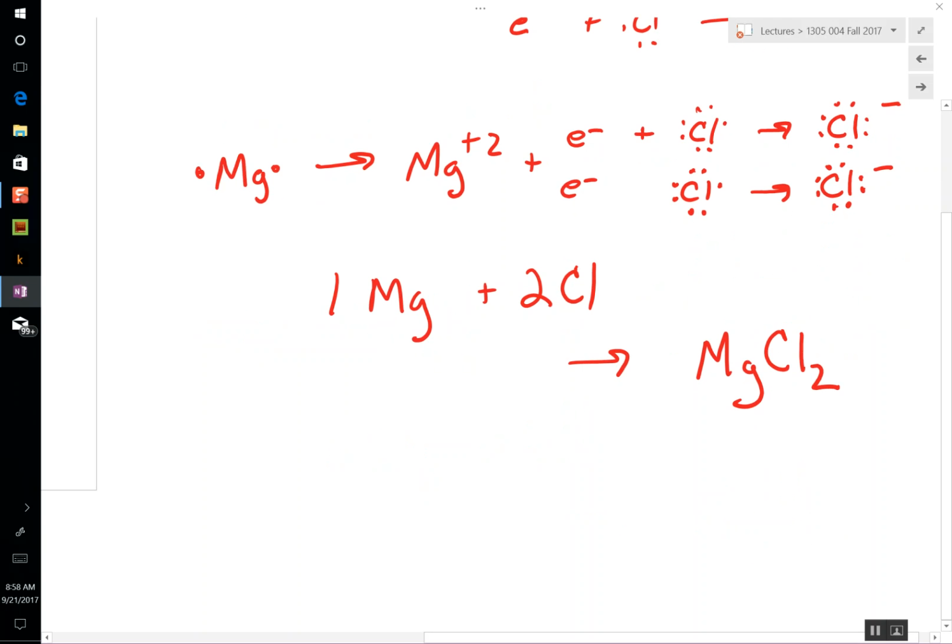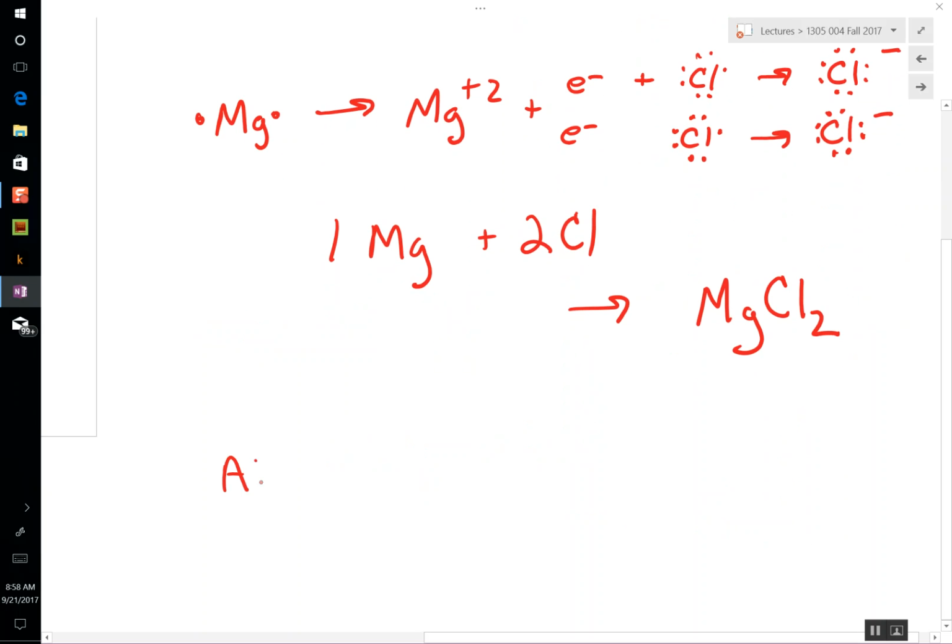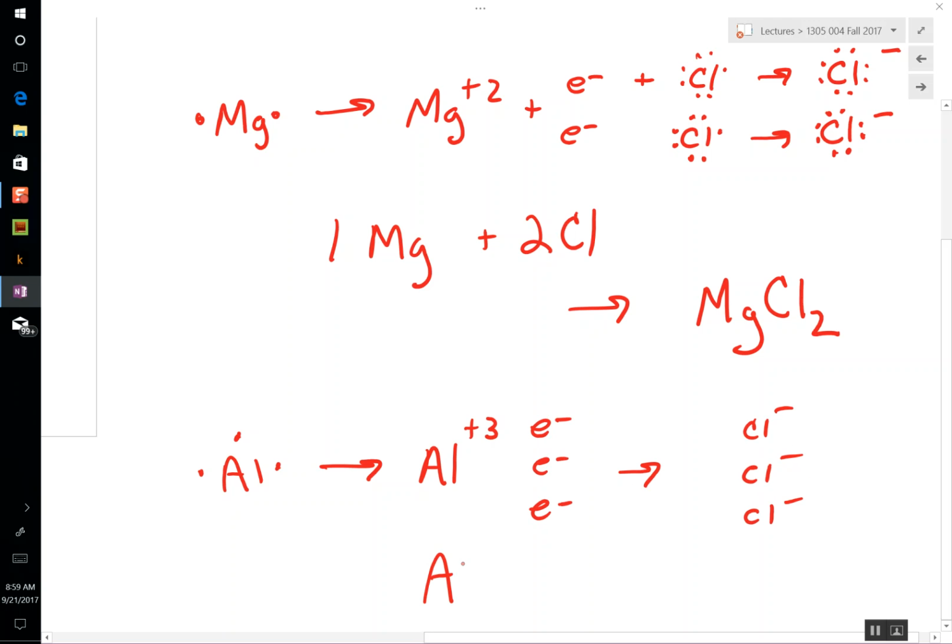I could make this a little more complicated, but hopefully you can see what's going to happen here. Aluminum wants to lose 3 electrons. So how many chlorine atoms does aluminum have to react with? 3. You're going to get 3 of these, and these are all going to be chloride ions. So the formula is AlCl3. Aluminum reacts in a 1:3 ratio.